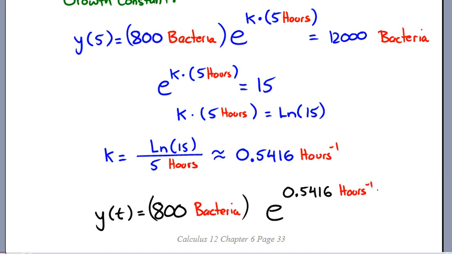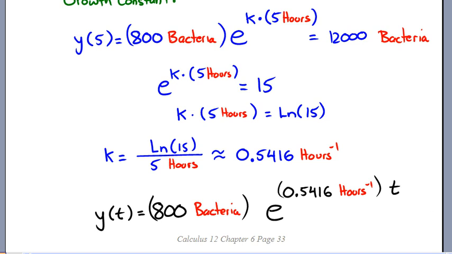There's your k, but it's multiplied by t. So as long as you throw t's in there that are in hours, then the hours and upside down hours will cancel, and then we can figure out how many bacteria we've got. And that's exactly what we're going to do on the next page.